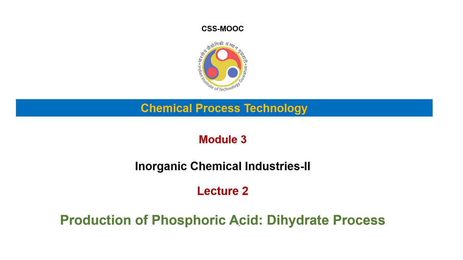As I told you, these are the inorganic base chemicals. These account for a substantial part of the total production worldwide. We use sulfur, nitrogen as well as phosphorus primarily for fertilizer. For phosphoric acid, we will see some processes. The first one in this lecture, we will see the dihydrate process.